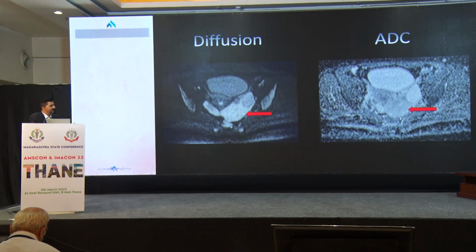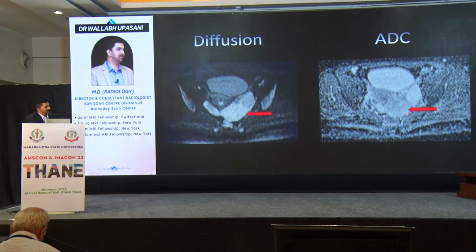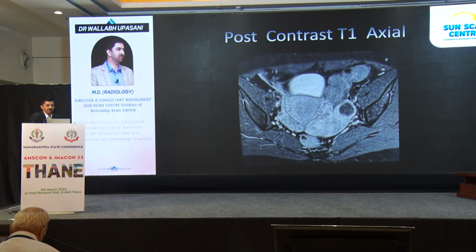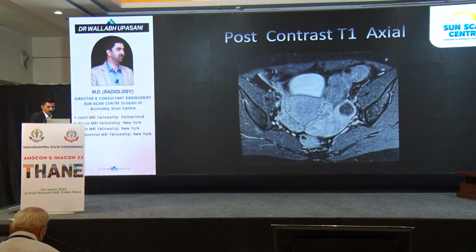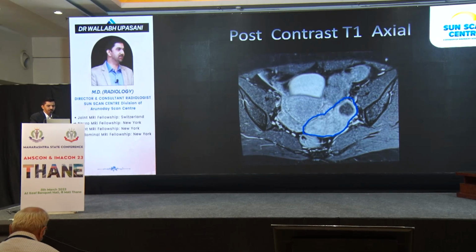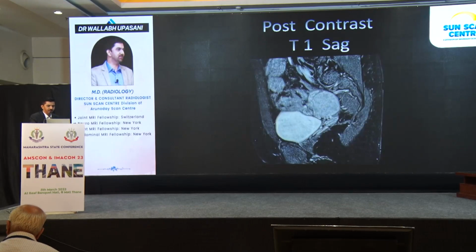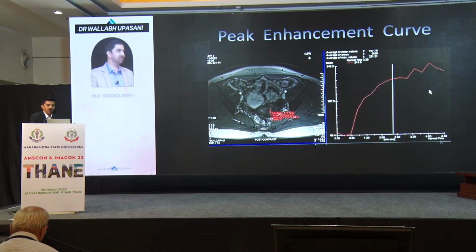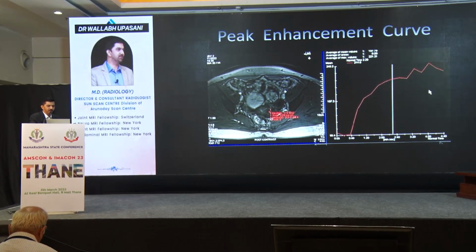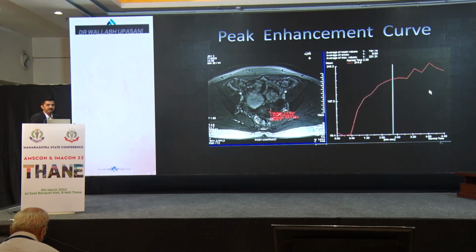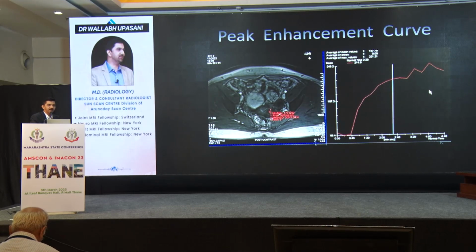In diffusion, we can see that it's not dark on the ADC. So here it looks like it's benign. After giving contrast, there is a homogeneous enhancement in the coronal plane and in the sagittal plane. So how can we characterize it further? If we do a peak enhancement curve, we can see that there is a gradual enhancement and there is a plateau. So this is characteristic for a benign lesion.